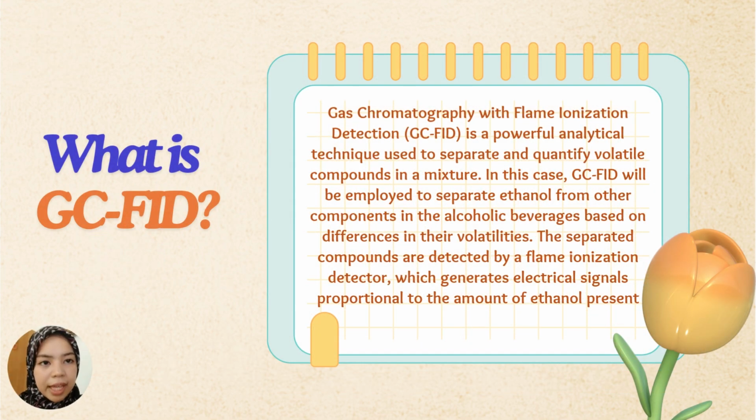So what is GC-FID? GC-FID, or the longer name, gas chromatography with a flame ionization detection, is a powerful technique used to separate and quantify volatile compounds in a mixture. In this case, GC-FID will separate ethanol from the other compounds in the alcoholic beverage based on the difference in their volatility. The separated compounds are detected by a flame ionization detector, which generates an electrical signal proportional to the amount of ethanol present.